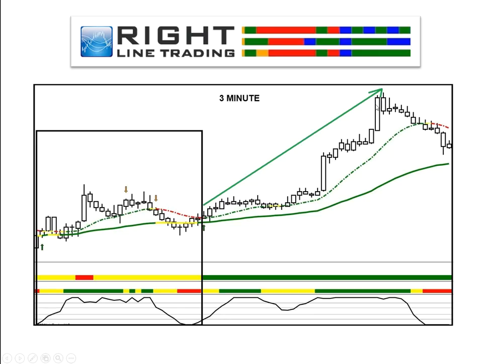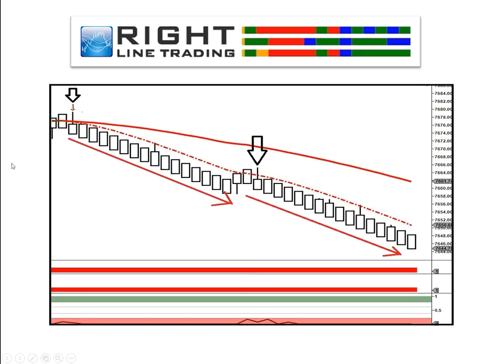Now, I don't have the instrument because the instrument is irrelevant. It could be a stock, it could be a future, it could be a Forex pair. It's irrelevant. It doesn't make any difference what you're trading. It's a 3 minute chart on 3 minute bars, obviously, but it doesn't make any difference what instrument you're looking at. Here is a beautiful alignment.